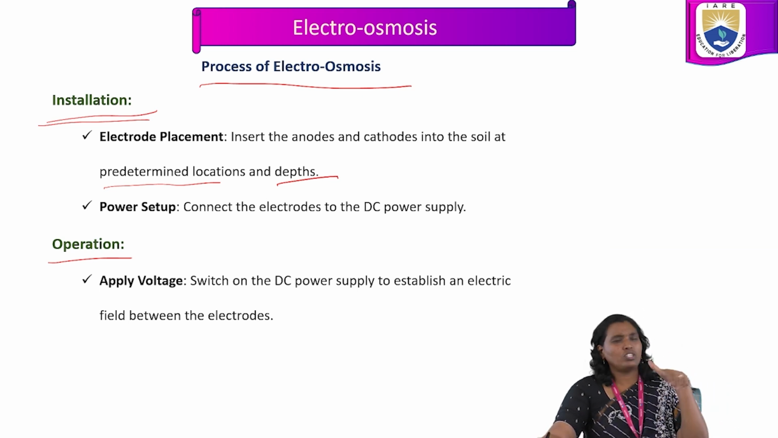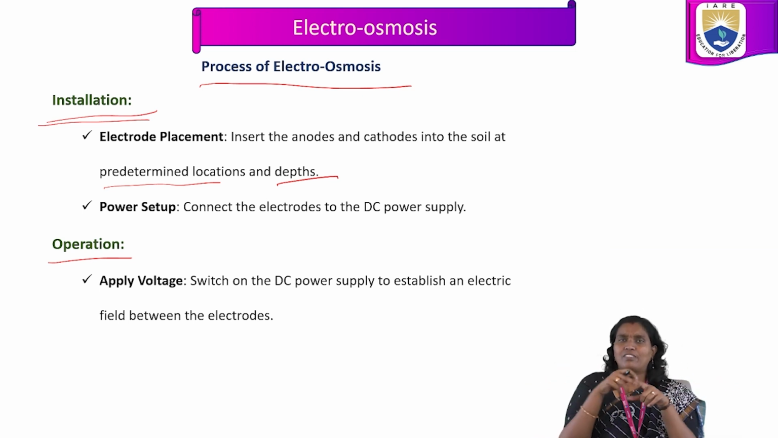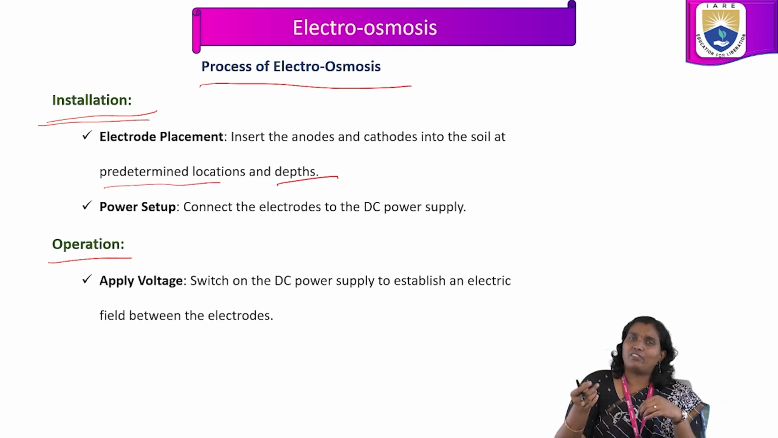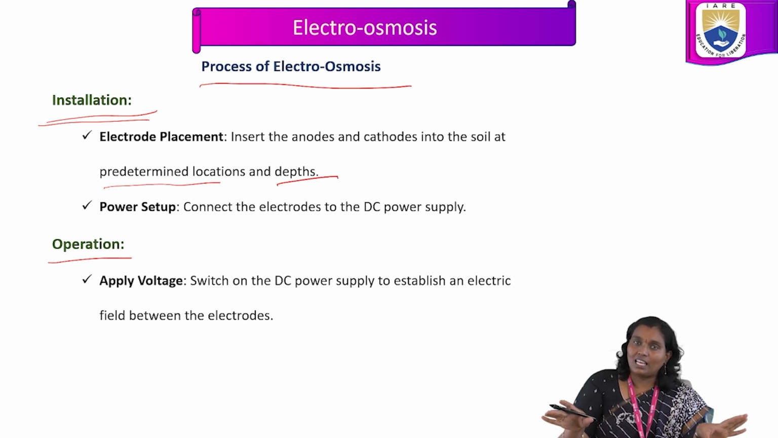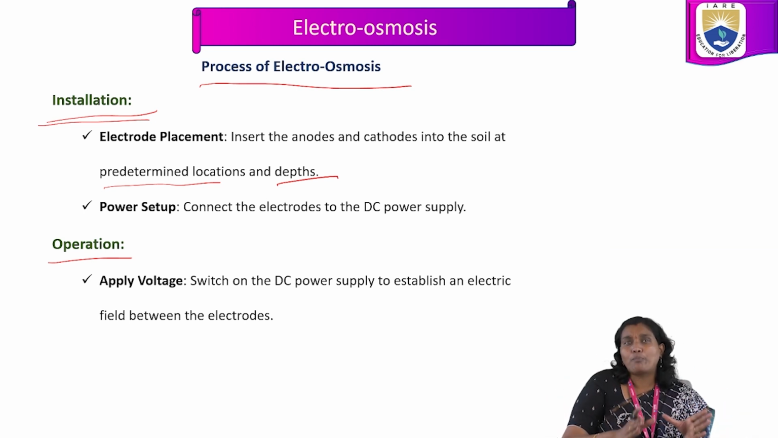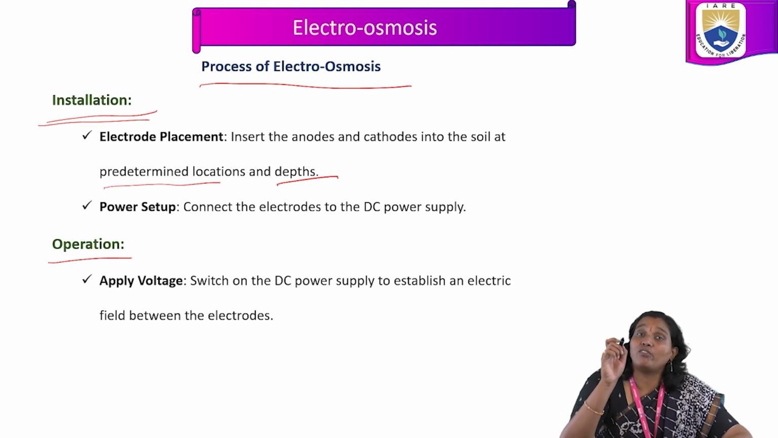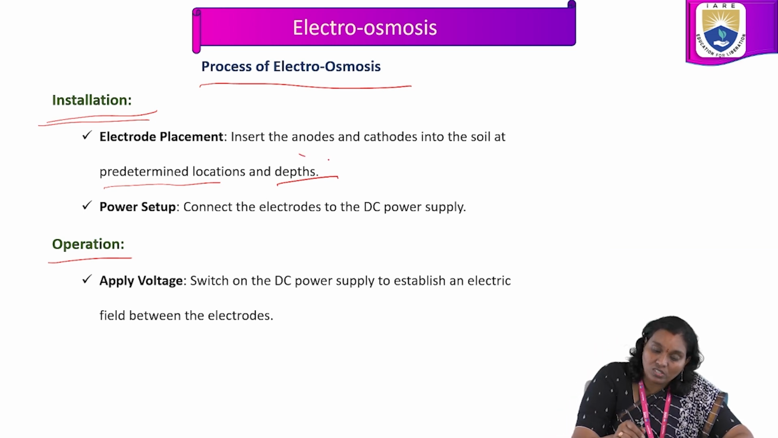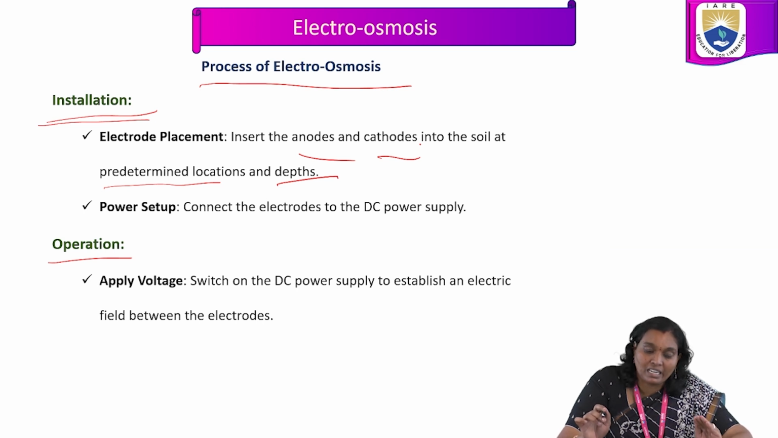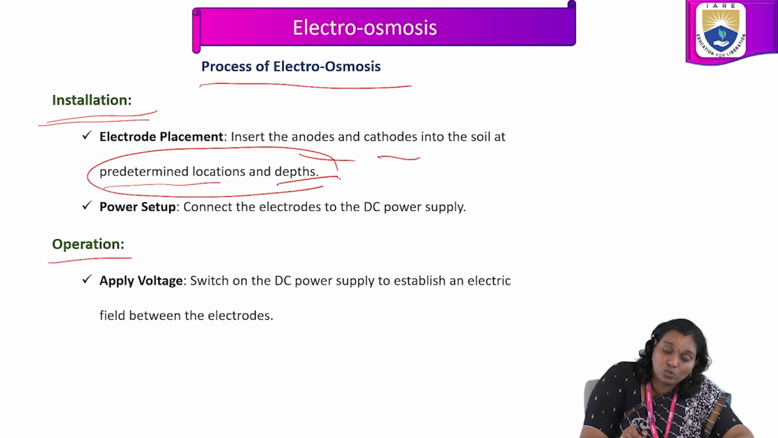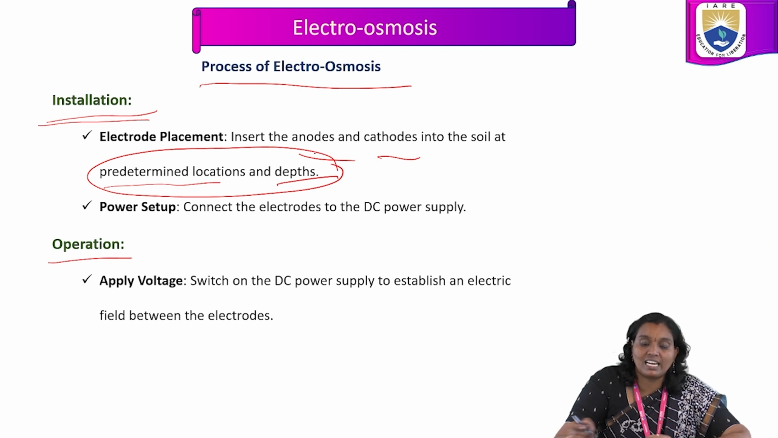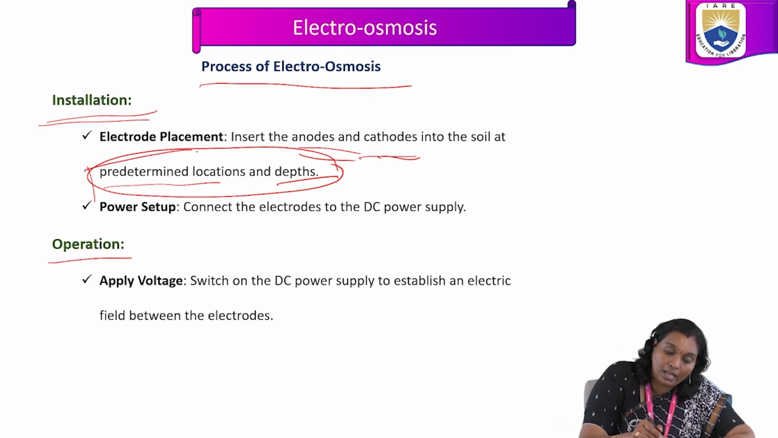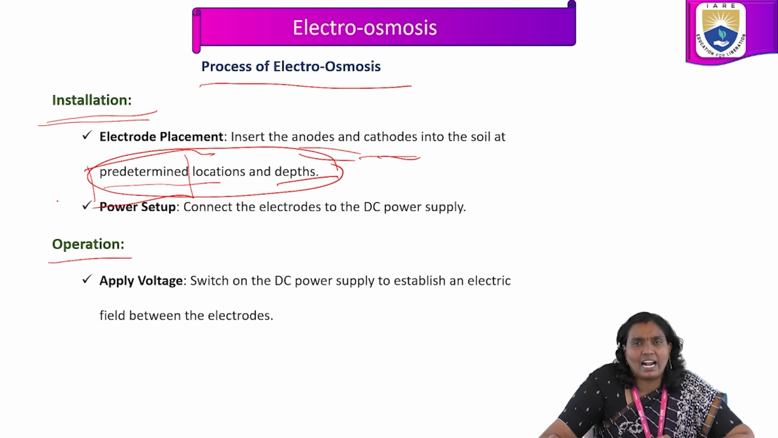So the whole soil, some amount of soil and some surface area of the soil is there. Wherever we are going to do all this process, it is not the way for getting optimized results. For getting better results, we are not going to use all of these. For this, we have to insert these anodes and cathodes into the soil at particular predetermined locations and depths only.